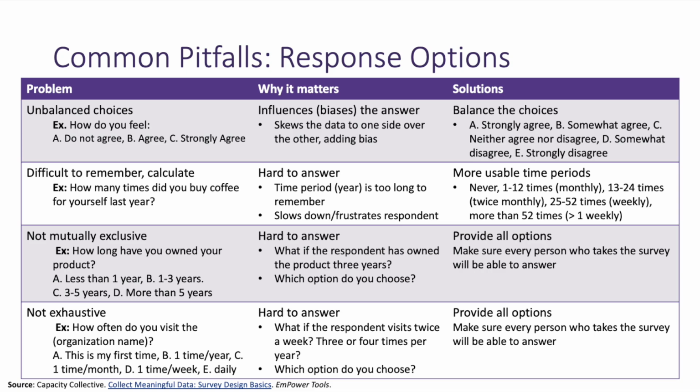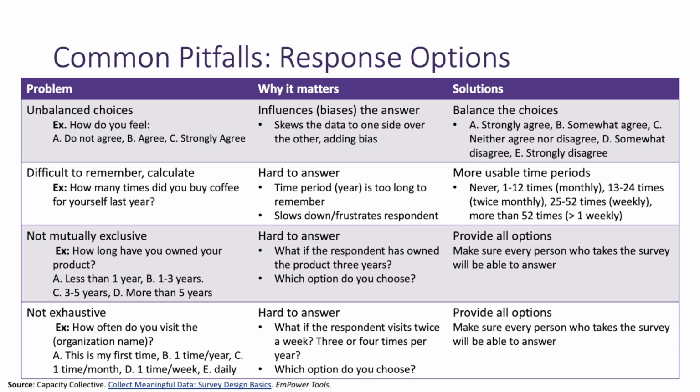This one is a little bit tricky, but it's the idea that the response options are what we would call not mutually exclusive. The question provided is, how long have you owned your product? Less than a year, 1 to 3 years, 3 to 5 years, or more than 5 years? If I had owned my product for 3 years, I'm not sure if I should respond with B or C. Three is offered in both categories, so it's unclear to me as a respondent which of those I'm meant to select. You would get confusion: some people are going to respond with B and some with C, and you're going to miss that group who have owned it for 3 years.